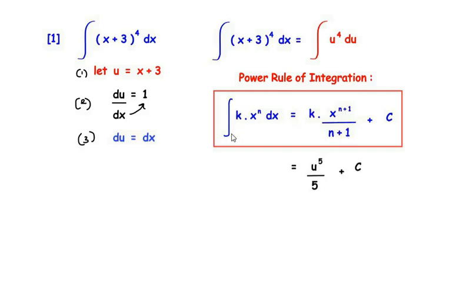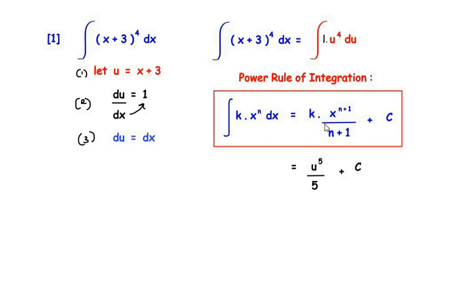And since this is an indefinite integral, as the lower limit and upper limit are not given, we have to write plus c, where c represents constant of integration. Now here we have to integrate u to the power of 4. So in place of x we have u and the constant here is going to be 1. If there is no number, it's going to be default 1.